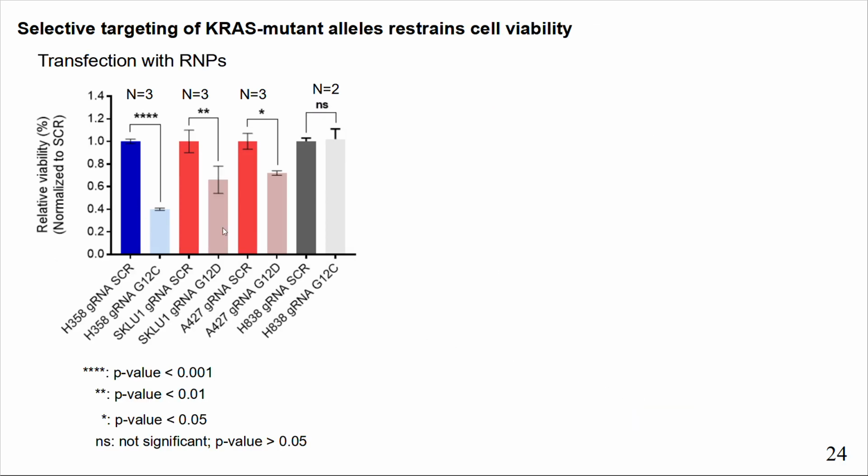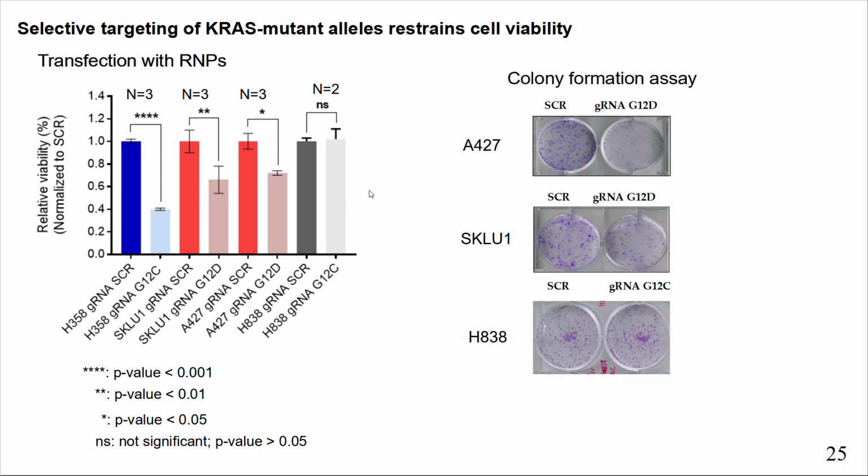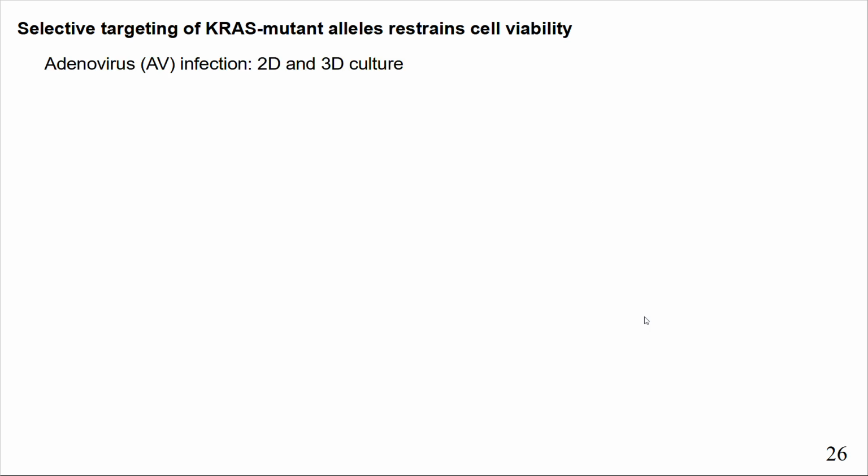Also, we have checked loss of cell viability in this set of cell lines carrying the two mutations. And importantly, we don't see any effect on cell viability in these cells that have the wild-type KRAS, as we are not editing KRAS. We also have checked this behavior through the colony formation assay, and we can see that we have fewer colonies in those cells which have been edited, and the expected number of colonies appear in the control cells.